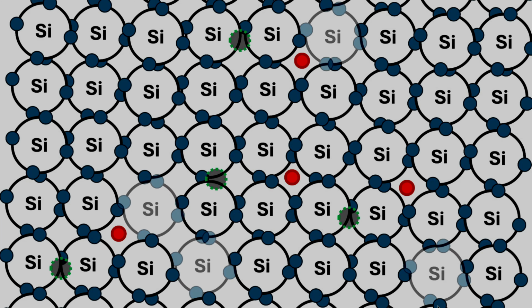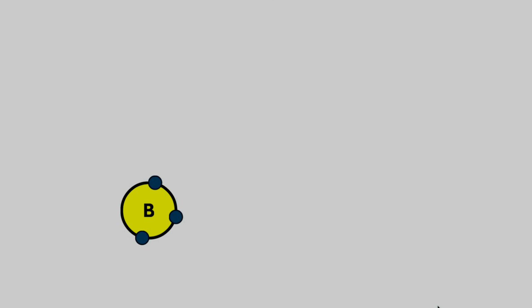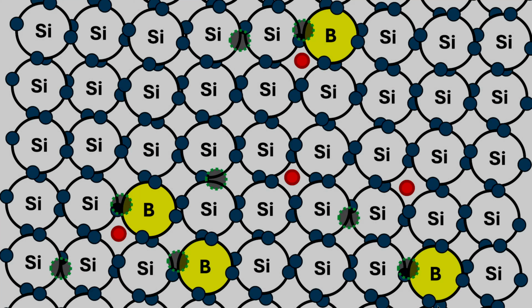On the other side, let's add some boron. Boron only has 3 electrons in its outer layer, so by comparison to silicon, it has fewer to give up. It gobbles up more of the free electrons, leaving behind more holes.